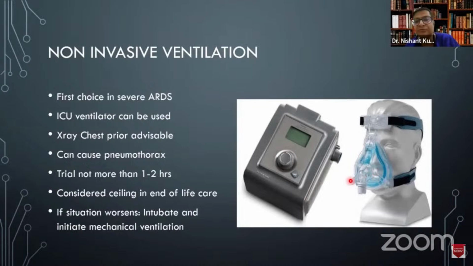There are two types of NIV masks available. One has a port or perforation for expiration. These masks are to be used with these home machines with a single limb circuit. Then we have the masks which do not have any expiration port or exhalation holes in them. Those are the masks to be used when you're using NIV with the ventilator.